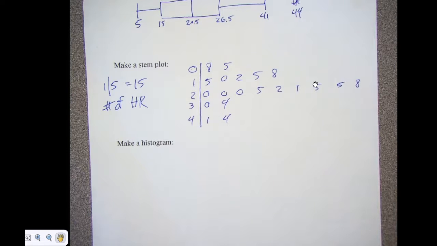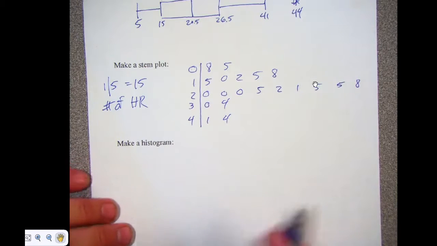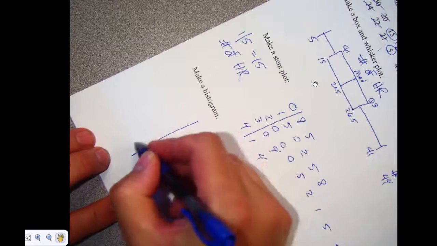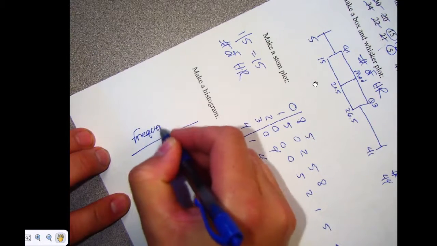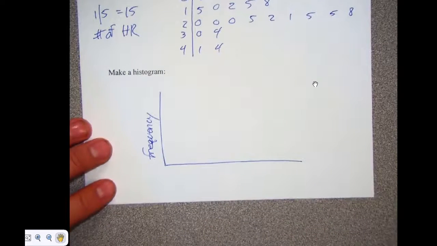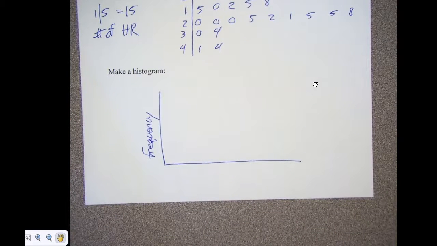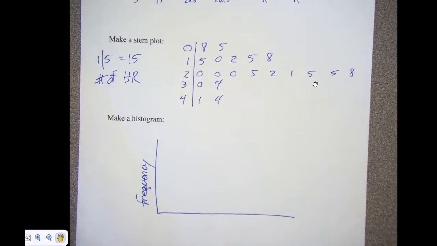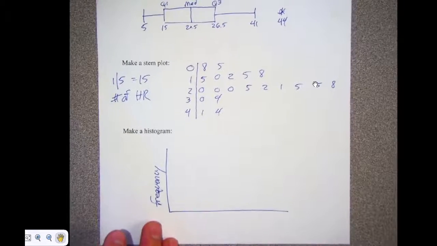Questions on stem and leaf? Okay, histogram. What we want to do on a histogram is on the side, put frequency. On the bottom, we're going to make bins that we put every number into. And you want to be thoughtful about how you pick your bins.